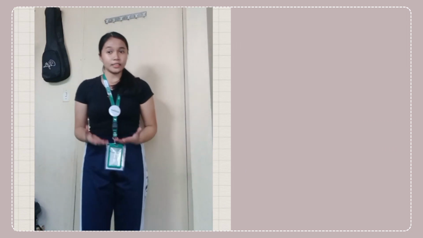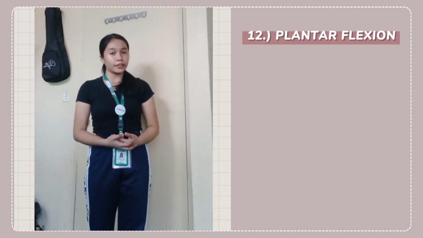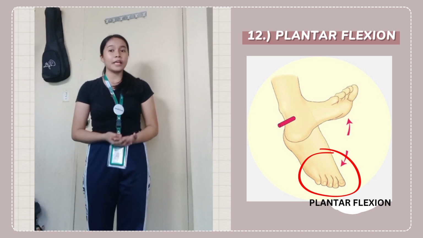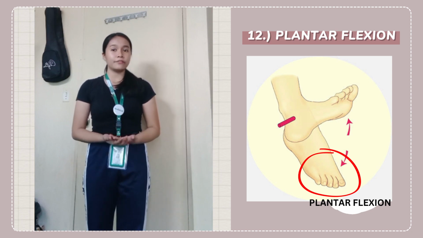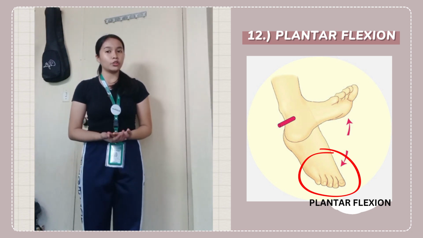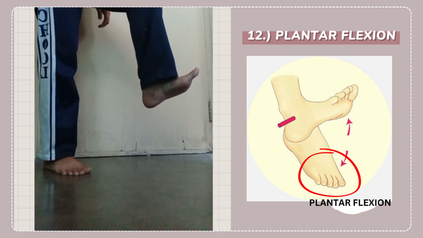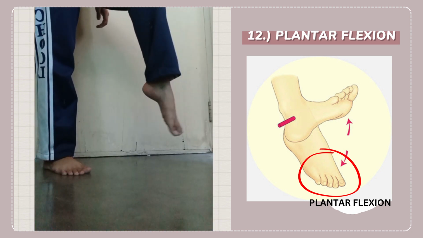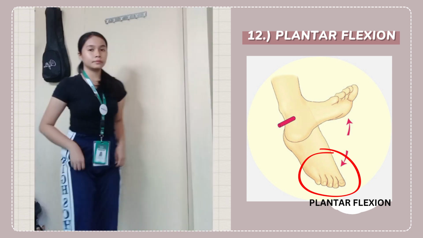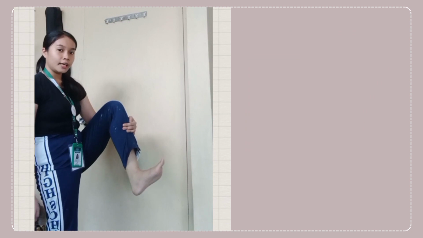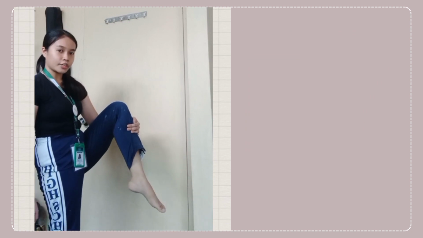And the last but not the least, the 12th one, is the plantar flexion. It is a movement of the ankle joint in which the foot is flexed downward, such as standing on one's toes or pointing the toes. And then for the plantar flexion, going there, pointing downward. So this is the dorsiflexion, and then this is the plantar flexion.